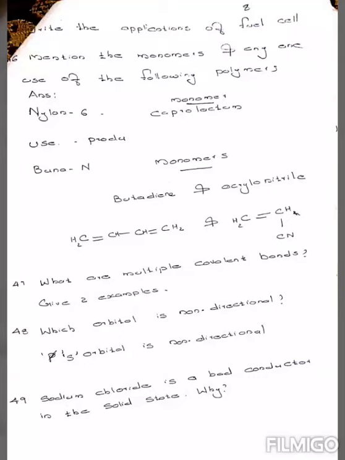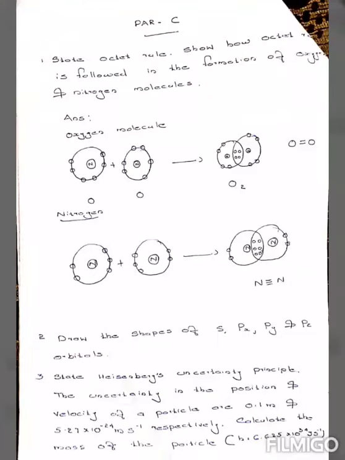Next question, sodium chloride is a bad conductor in the solid state. Why? First question, state octet rule. Show how octet rule is followed in the formation of oxygen and nitrogen molecules.